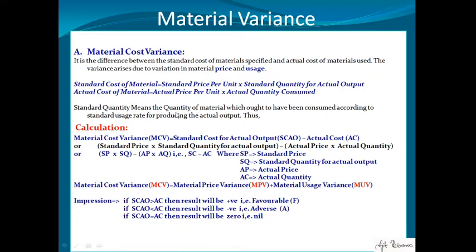Standard quantity means the quantity of material which ought to have been consumed according to standard usage rate for producing the actual output. Thus, the calculation is material cost variance is equal to standard cost for actual output (SCAO) minus actual cost (AC), or standard price multiplied by standard quantity for actual output minus actual price into actual quantity. And material cost variance is subdivided into two variances, material price variance and usage variance.